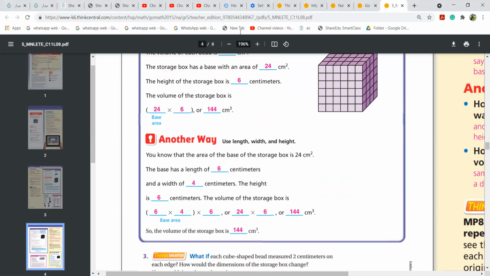The base has the length 6 centimeters. How many cubes do you see here, girls? If you count, how many cubes do you see? 1, 2, 3, 4, 5, 6. And the width has 4: 1, 2, 3, 4. So 4 times 6 is 24. But why did I multiply this 24 by 6? Because there are 6 layers. First layer, second layer, third layer, fourth, and fifth. That's why I multiply by 6 and I get 144.